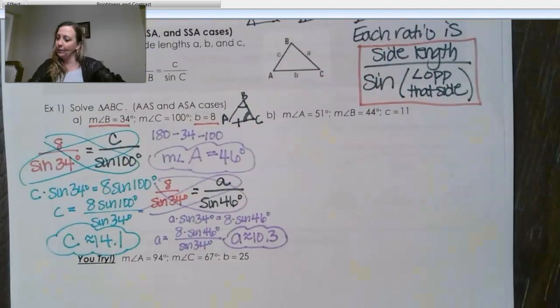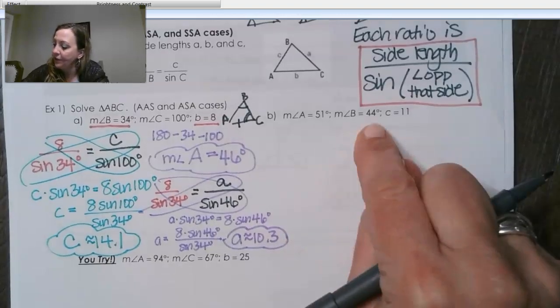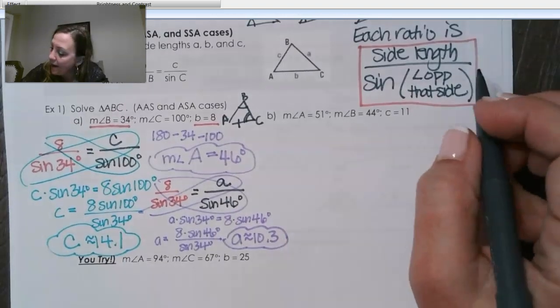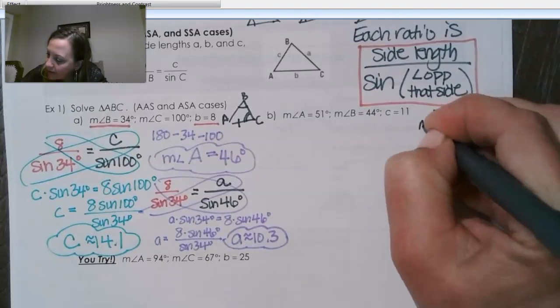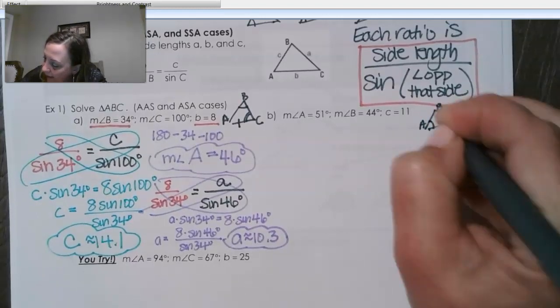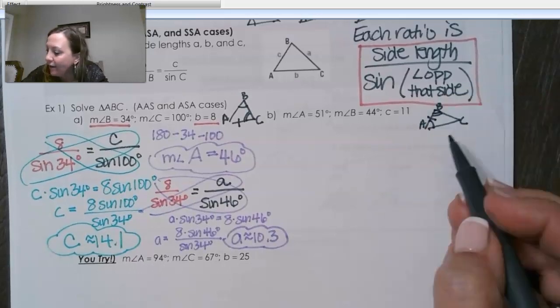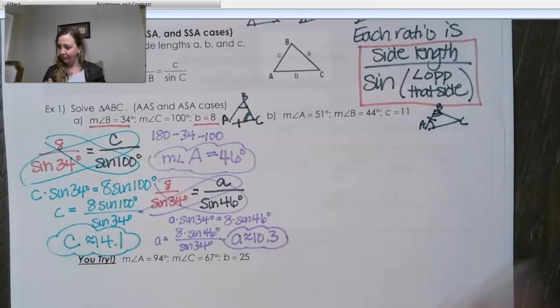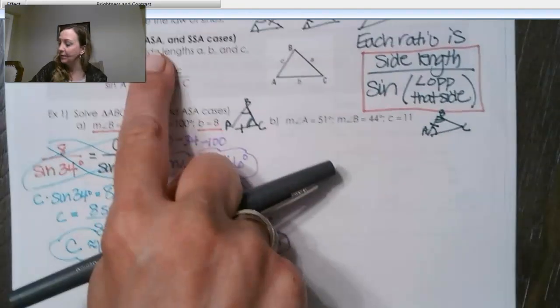In letter B, we have that the measure of angle A is 51 degrees, the measure of angle B is 44 degrees, and that C is 11. If we think about that and just, again, have this random triangle ABC, we have angle A, we have angle B, and we have side C. So this is an angle side angle case. And that's a case where we can use the law of sines, okay?